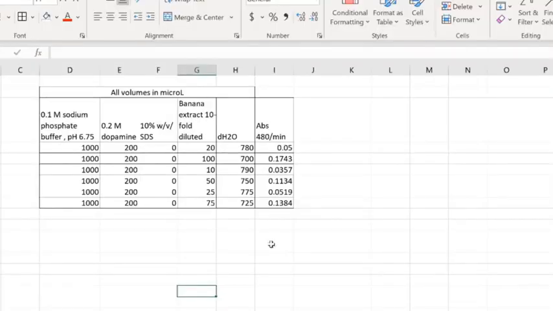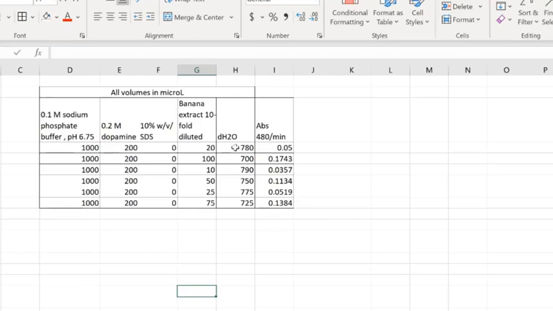You conducted several assays, and the volume of the crude extract was varied, but none of the other ingredients changed in concentration. The distilled water is balancing out the different volumes of the crude banana extract so that you always have 2 milliliter of final assay volume in your cuvette.